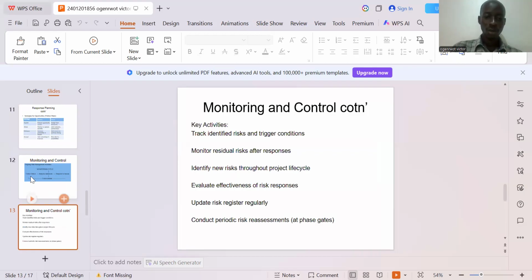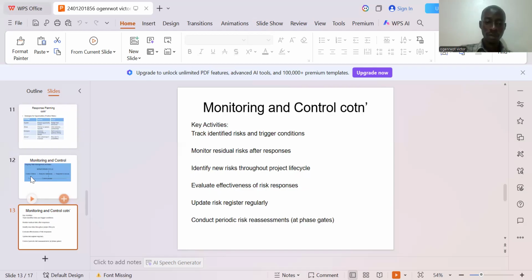So, how do we monitor and control? These are some of the key activities. You track the identified risks and trigger conditions. You identify new risks throughout the project life cycle. The process of monitoring risk is continuous throughout the entire life cycle of developing a software, could be an IT project, whatever project. The process of monitoring is a continuous process. You evaluate the effectiveness of the risk response and make sure that you update the risk register regularly.